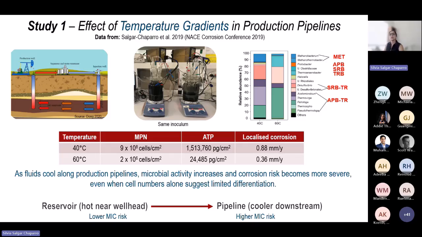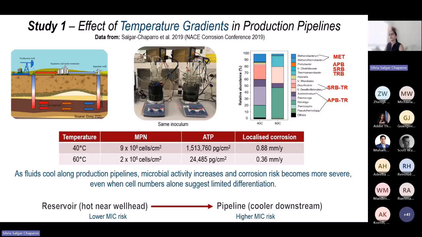So for this, I collected samples from an Australian FPSO where the reservoir fluid comes at 60 degrees, but when it reaches the separators, it comes at 40 degrees. So I set up 2 bioreactors, one at 40 degrees and the other at 60 degrees, and I used the same solution in both reactors and the same inoculum from the Australian FPSO. I wanted to know what happened over carbon steel coupons that were immersed in these bioreactors. So I looked at the microbial community that developed after a couple of weeks of immersion.